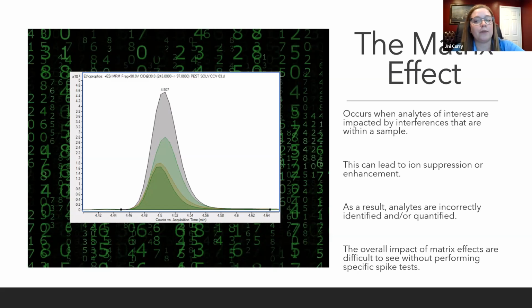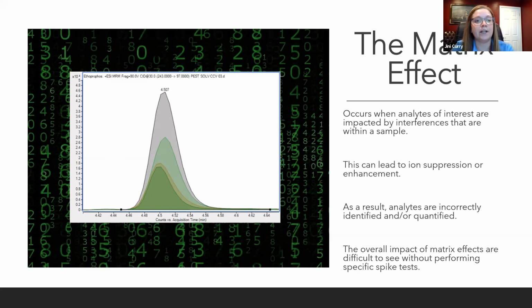What ultimately happens when this occurs is that analytes are being incorrectly identified and quantified. A lab may think, oh, this has this much of this analyte in it, when the reality is that it doesn't. Ultimately, until you do several spike tests and see what different matrices are impacting your analyses and how they're impacting your analyses, you're not really going to truly understand the effect that it has.